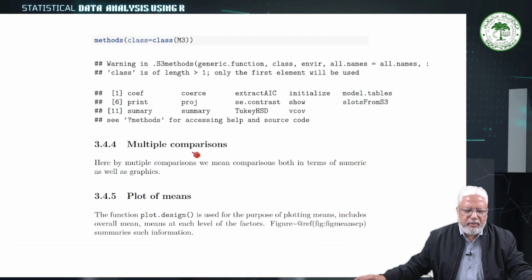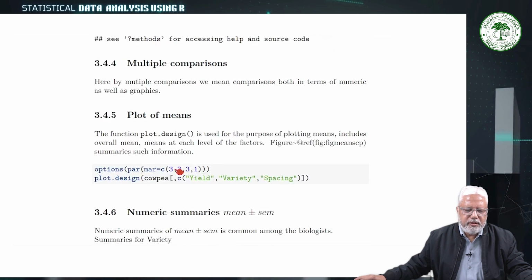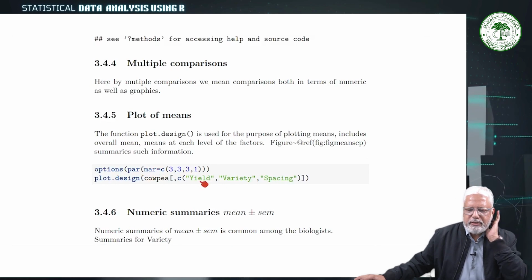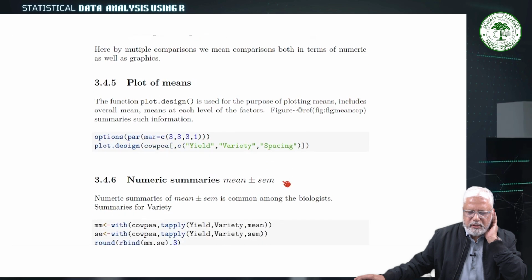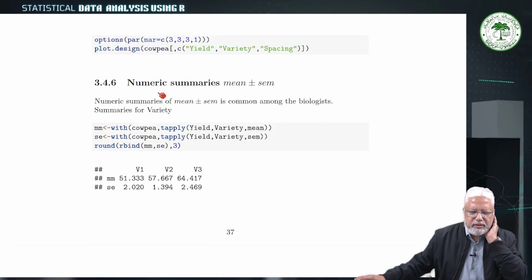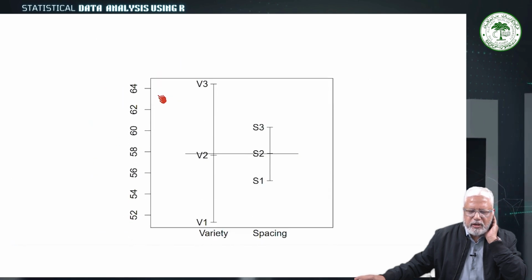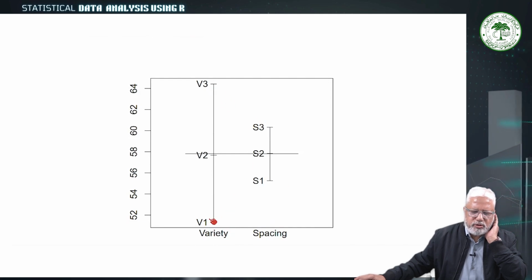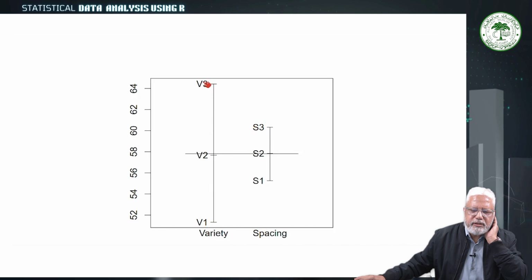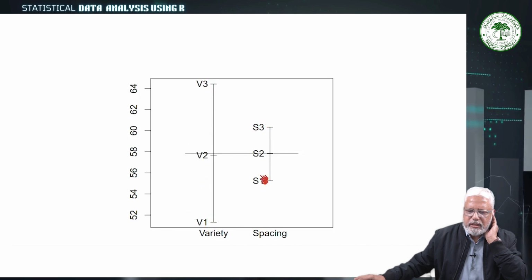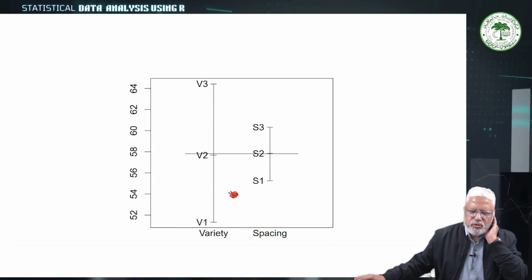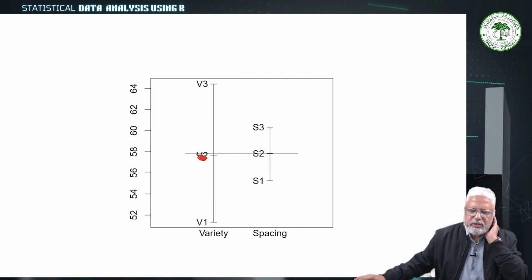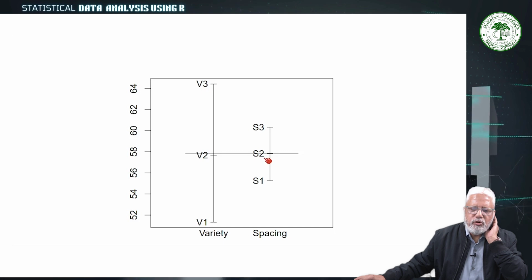Methods, multiple comparison, plot of means. Option plot.design. Here the columns are yield, variety and spacing. So this command generates this kind of graph. So here variety and then spacing. It shows the varietal effect is much more because it has more range as compared to spacing. So variety is having more effect on yield as compared to spacing, and this is the overall mean.